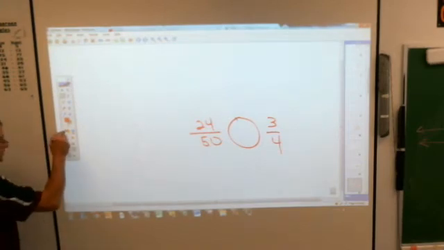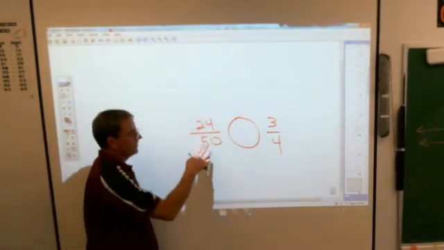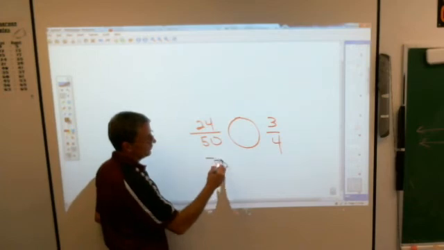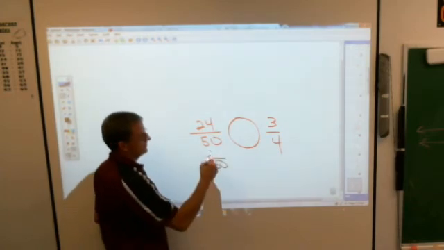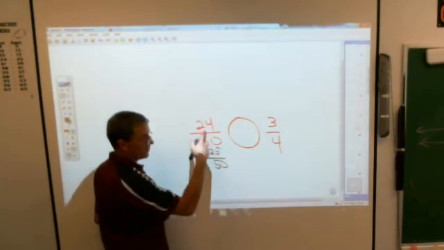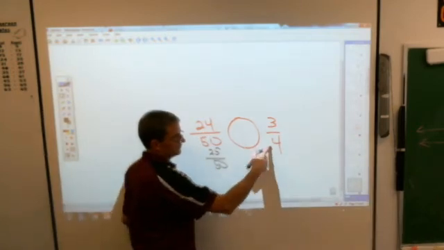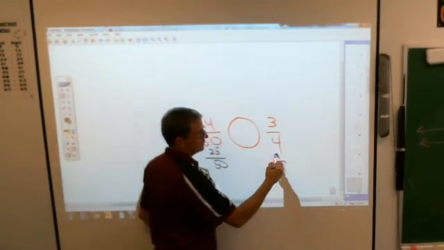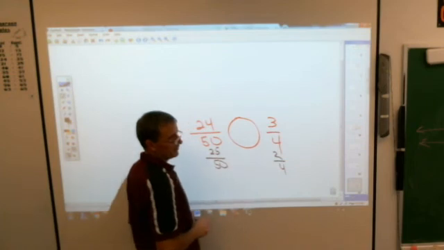Right. And that's what you have to think about. You think about how they compare to half. For this fraction to be half, what would have to be on the top? 25. Because that's the same as half. So this is smaller than a half. This one, for it to be half, would have to have a 2 on top, but it has a 3, so it's bigger than a half.